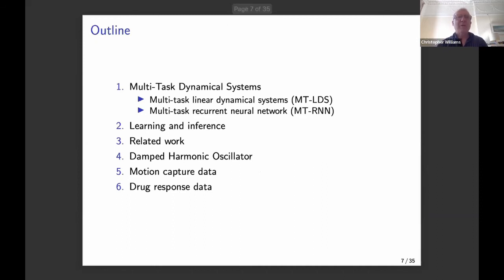So for the rest of the talk, I want to explain multitask dynamical systems, both multitask linear dynamical systems and also recurrent neural networks. In these models, we have to do learning and inference. We'll talk briefly about related work, and we'll talk about 3 examples: a toy example, the damped harmonic oscillator, motion capture data, which can be quite fun, and also the drug response data, which, as I say, really motivated this work.